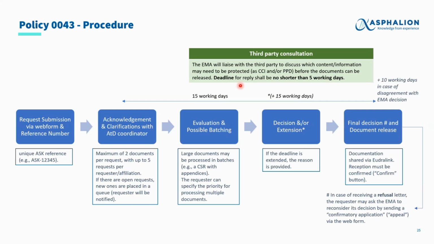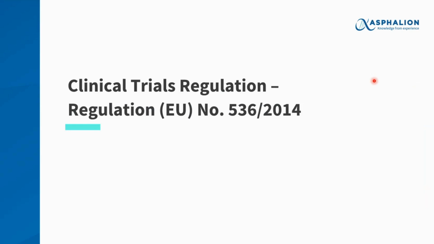And usually the deadline is about 5 working days. It cannot be shorter than 5 working days to give the opportunity to the third party to review all these documents. Still in this process, there are additional 10 working days in case of disagreement between the third party and the EMA for further discussion and to decide the final documents that are released to the requester. And that would be the policy 43.